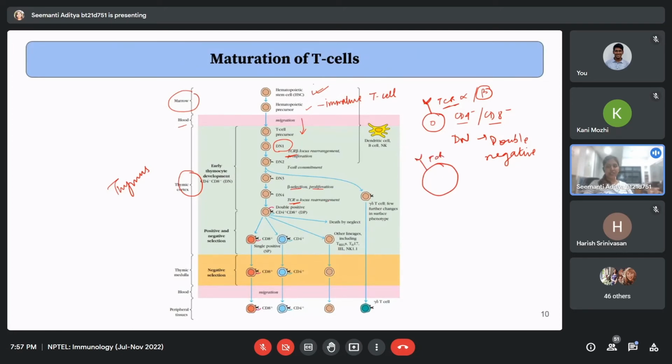Once the T cell receptor is expressed, the cell will also express CD4 and CD8 on its surface. It was double negative, and now it has become double positive. It will express both CD4 and CD8 on its surface. These are known as double positive, or DP, as shown here: CD4 plus and CD8 plus. Then we have to select the cells. There are two kinds of selection, positive and negative selection.